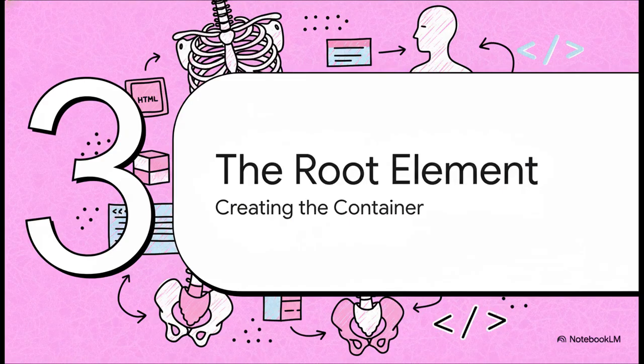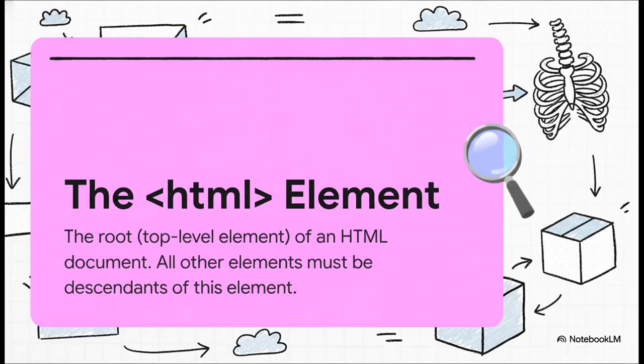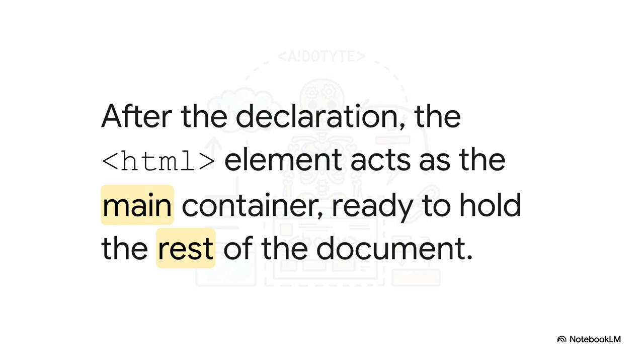Okay, with our instruction in place, it's time to add the first real bone, the main container that's going to hold everything else. This is the HTML element, and just like the name suggests, it's the root of the entire document. Every other tag we write, except for that doctype, of course, has to live inside this HTML element. It's the top-level container for the whole page. So you can see how our structure is starting to take shape, right? We start with the Doctype declaration, and then immediately after, we open our HTML element. This creates that giant box that will enclose everything else on our page.